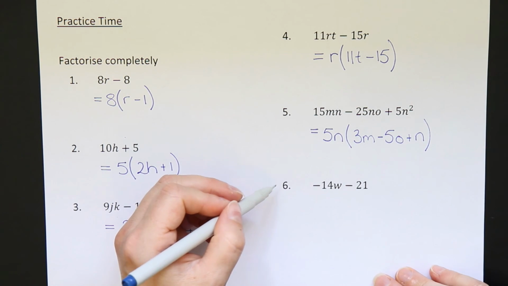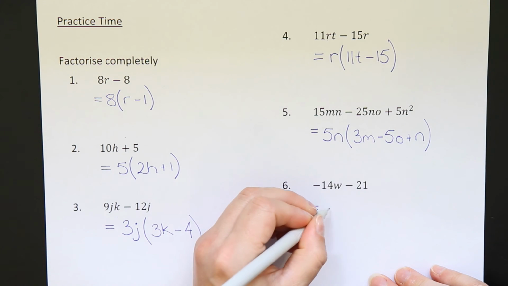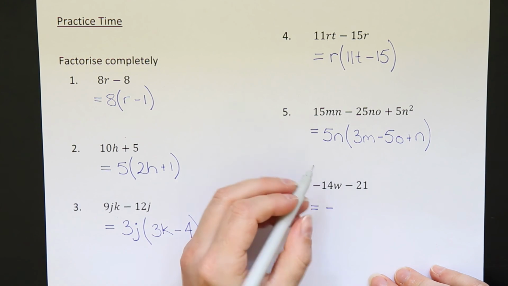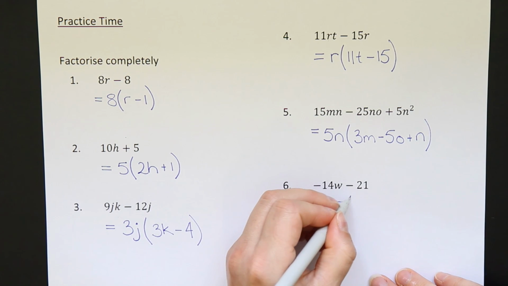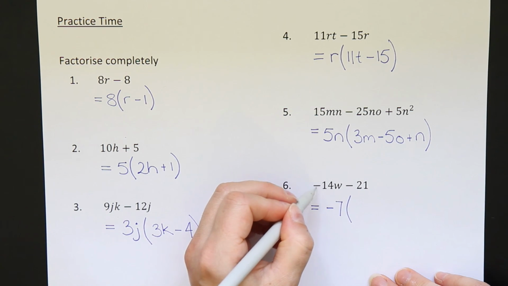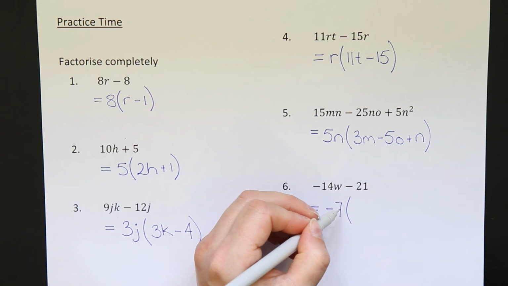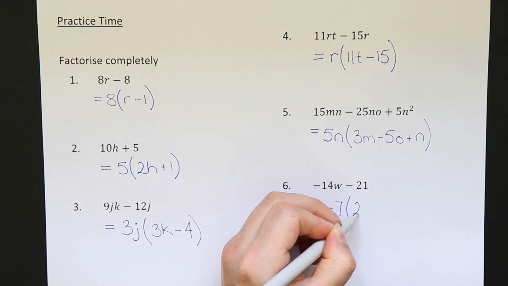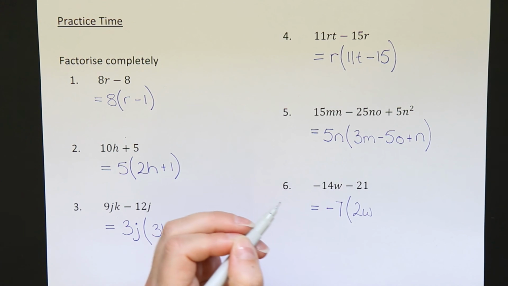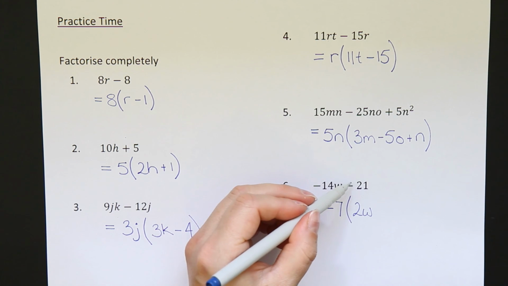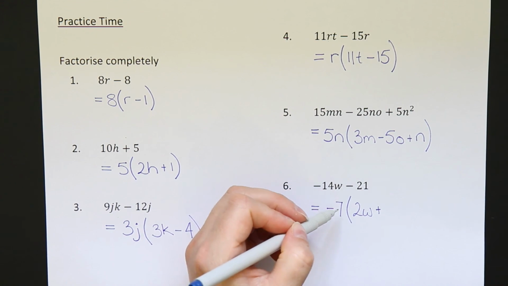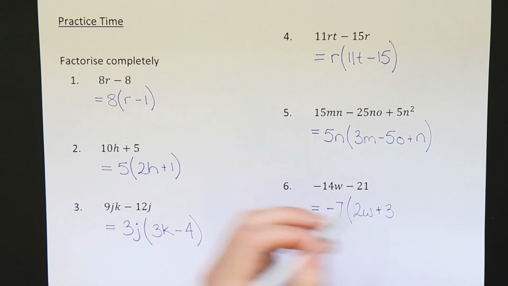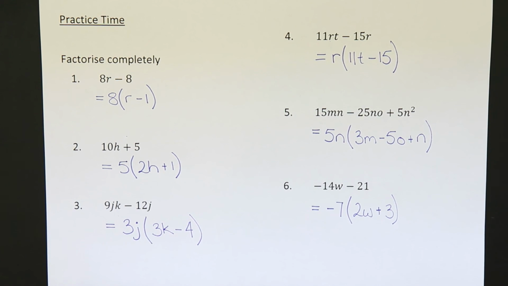Question 6, last question. There is a negative factor and both of those numbers can be divided by 7. Open the bracket. The minus is out the front. 14 divided by 7 goes twice and there is a w. For the second term, the minus is out the front, so I'll need a plus in the middle. 21 divided by 7 goes 3 times. Close bracket. That's it.